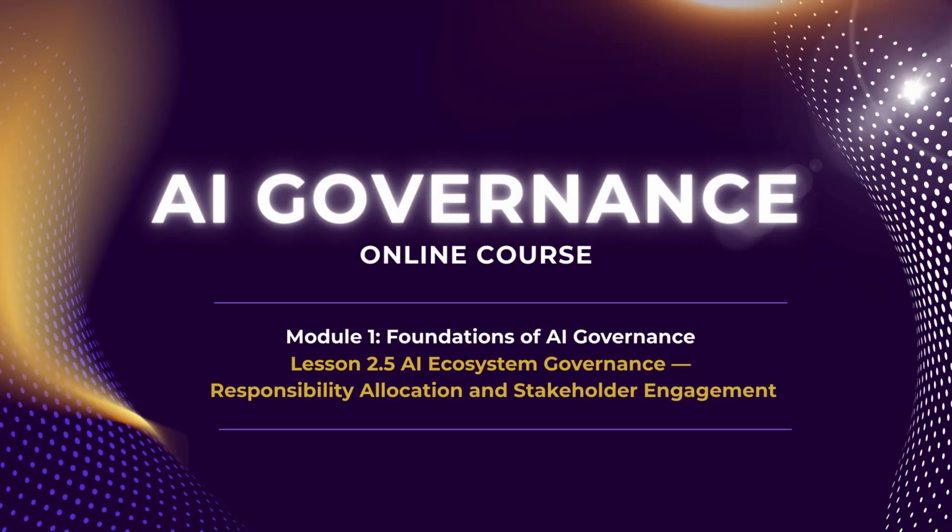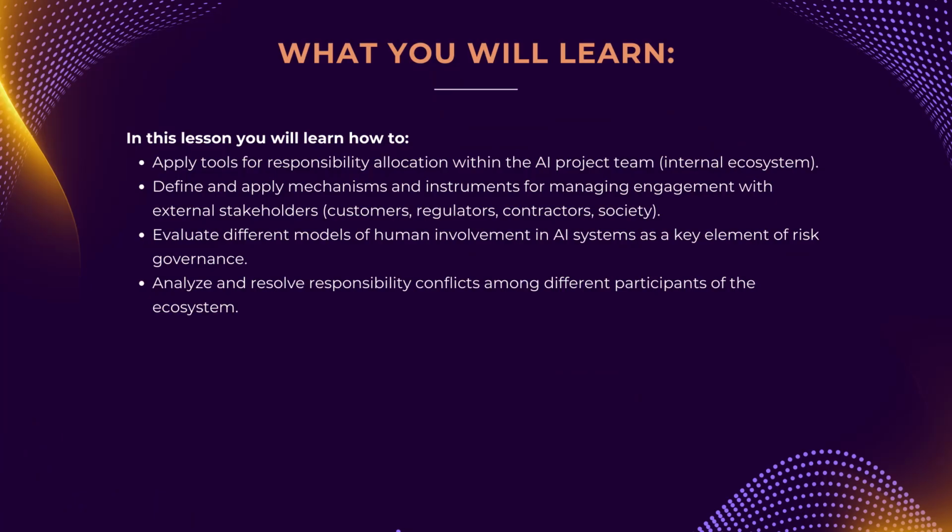Hello. In the previous lesson we built a map of the AI project ecosystem, identifying all key participants both inside our organization and outside it. We answered the question, who? Today we move to a different question, how do we interact with all these participants? Our task is not merely to list stakeholders, but to build a transparent, effective system of governance and control. We must create a structure that ensures every participant in the ecosystem acts within their remit.